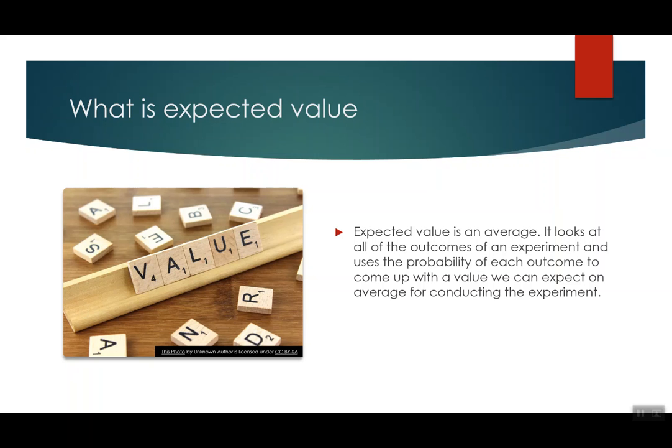In this video, we're going to look at expected value a little bit more, and I wanted to quickly recap what expected value was. Expected value is an average. It looks at all of the outcomes of an experiment and uses the probability of each outcome to come up with a value we can expect on average for conducting the experiment.